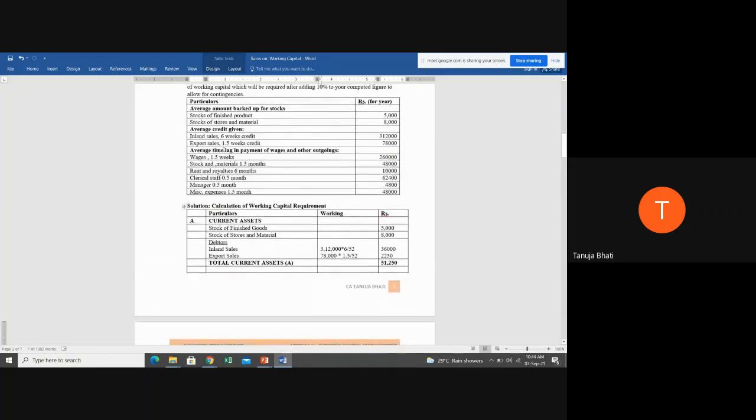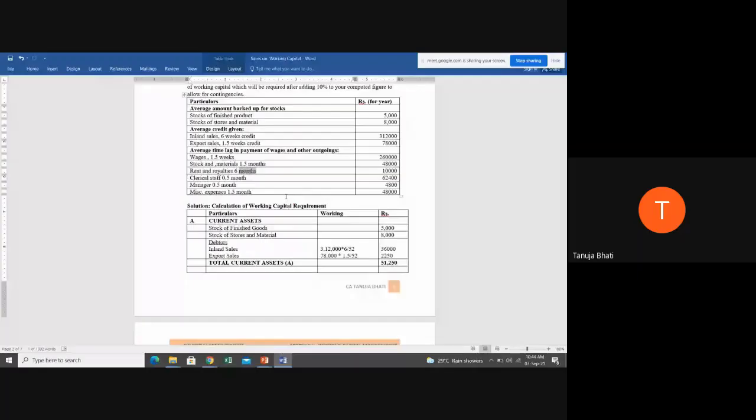So see, students, wages, the total cost is 2,60,000, but the time lag is 1.5 weeks. So what you have to do, 2,60,000 into 1.5 divided by 52. Similarly, for outstanding stock and material expenses, you have 48,000 into 1.5 divided by 52.